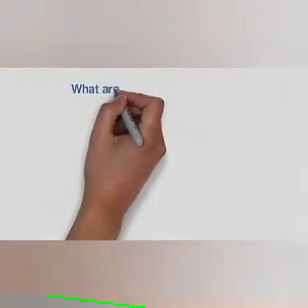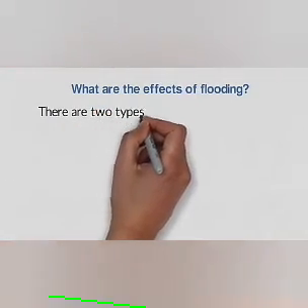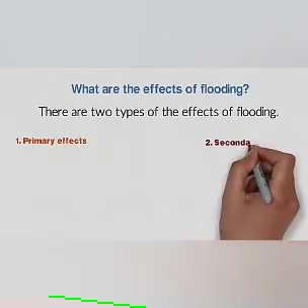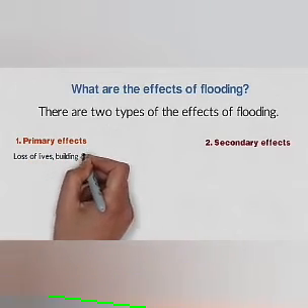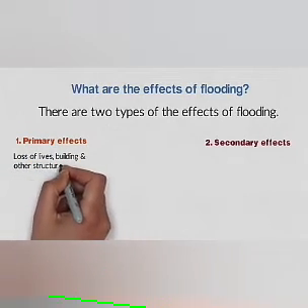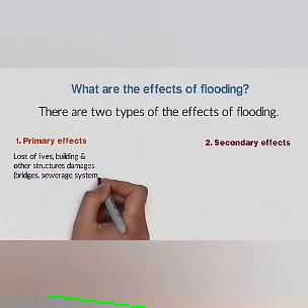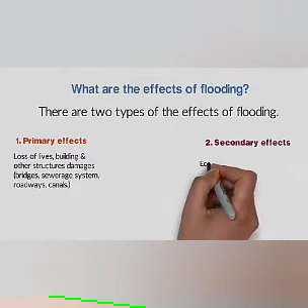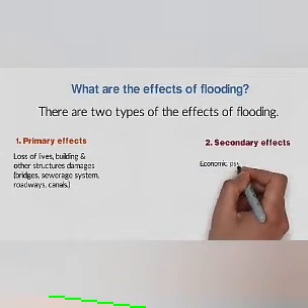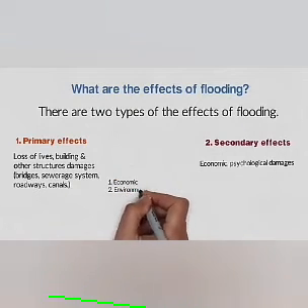What are the effects of flooding? There are 2 types of effects of flooding. Primary effect and secondary effect. 1. Primary effects. Loss of lives, building and other structures damages. Bridges, sewerage system, roadways, canals. 2. Secondary effects. Economic. Environment.